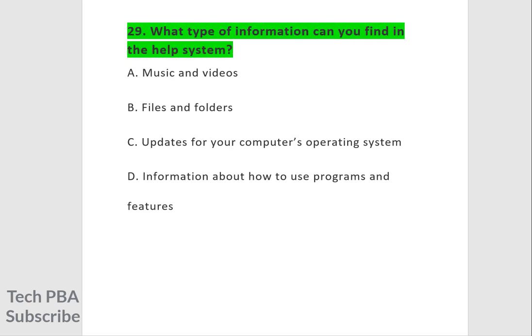Question number 29. What type of information can you find in the help system? The correct answer here is option D. Information about how to use programs and features. Correct answer, option D.